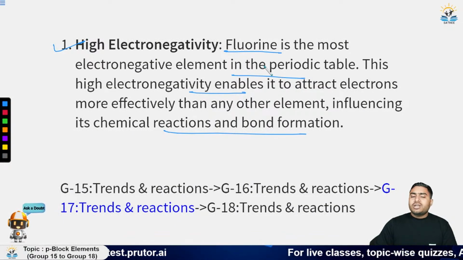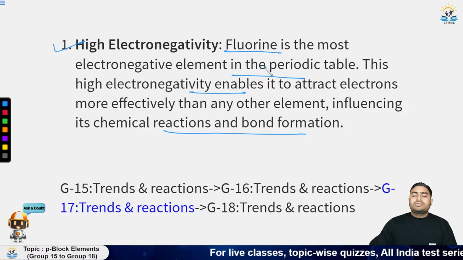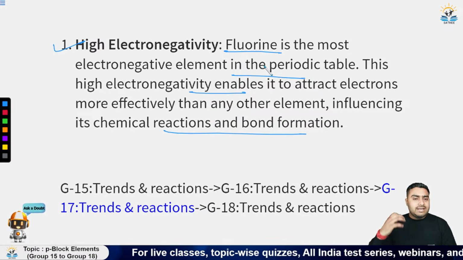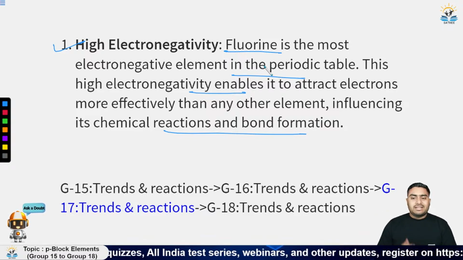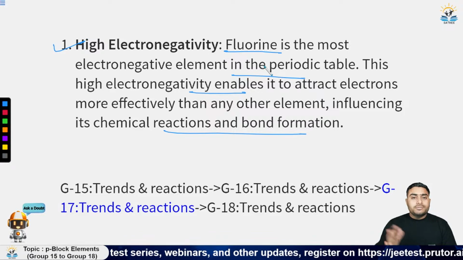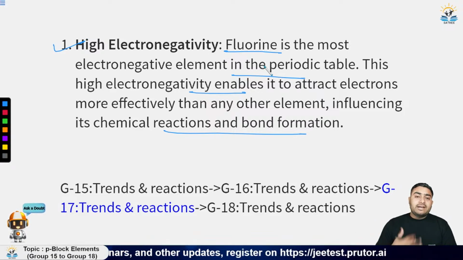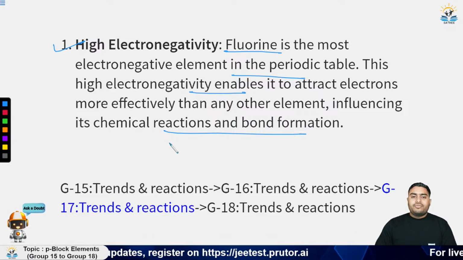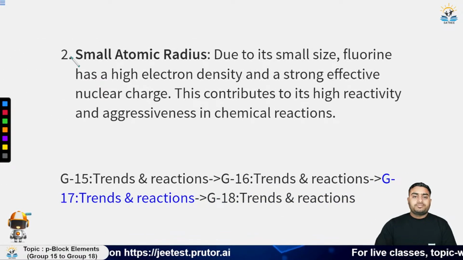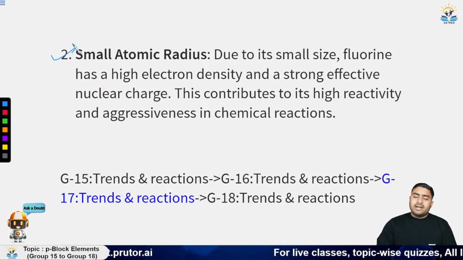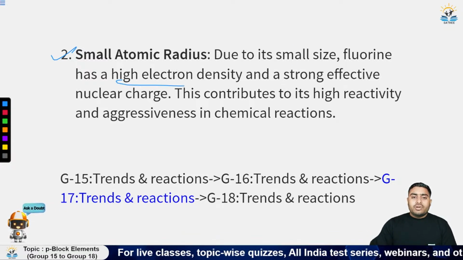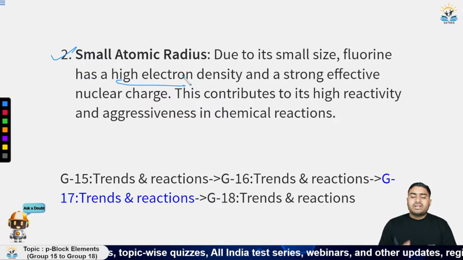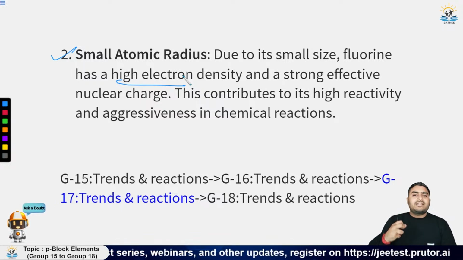Due to its high electronegativity, it has a tendency to attract the electrons more effectively as compared to any other element, right? Not just in its respective group, in the entire periodic table, and that influences its chemical reaction and bond formation as well. It has a very small size and atomic radius. Due to the small size, it has high electronegativity, right? So fluorine has a high electron density and a strong effective nuclear charge. With a strong effective nuclear charge, it can immediately attract the electron, right?